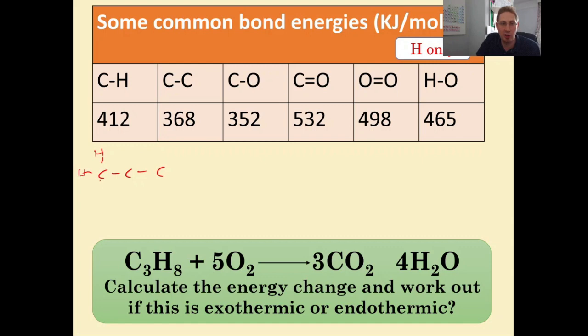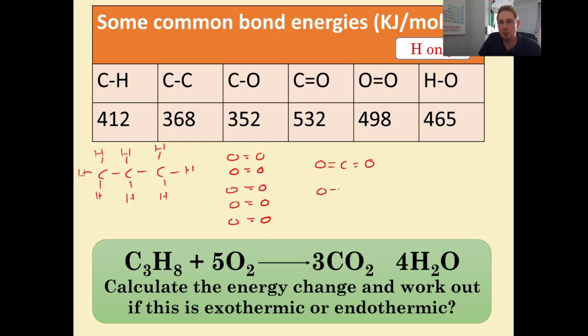But we've got C3H8 plus 5O2 making 3CO2 and 4H2O. Okay, and just mark off the bonds as you've worked them out.